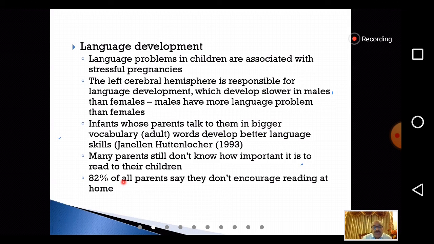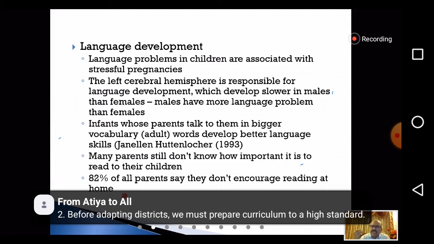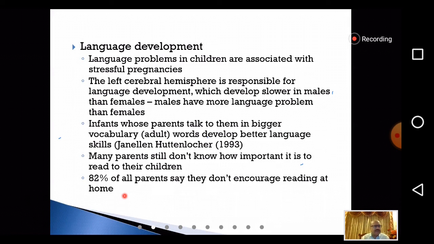82% of all parents say they don't encourage reading at home. How could these kids have reading, when they have so much homework? They don't even have reading time apart from reading the textbooks and memorizing their question and answer. They spend about till midnight doing this homework. I'm fed up with this. I was hurt when I was a child about this homework. I don't want my children to suffer with this homework. It is just pain for them, okay?